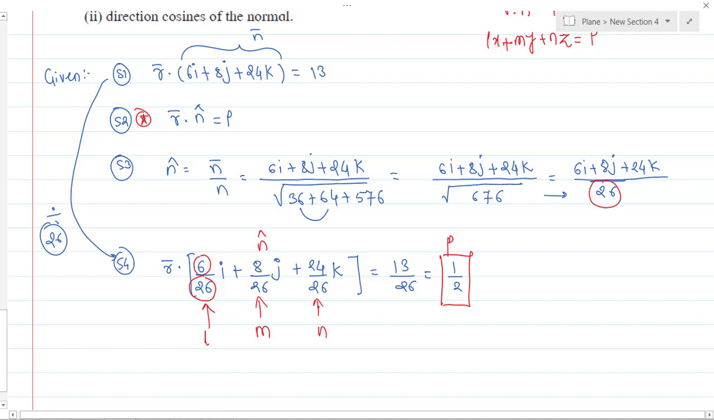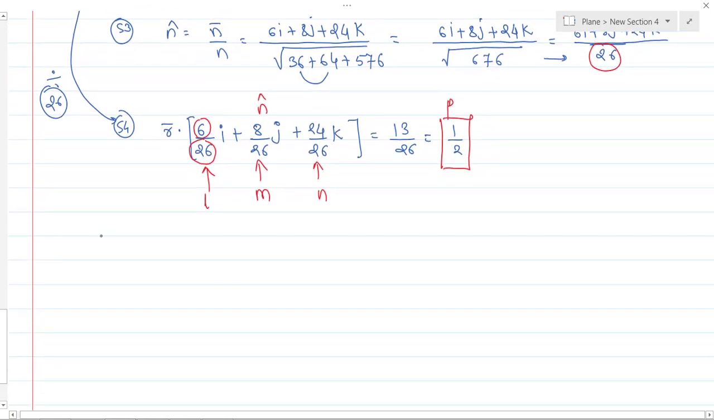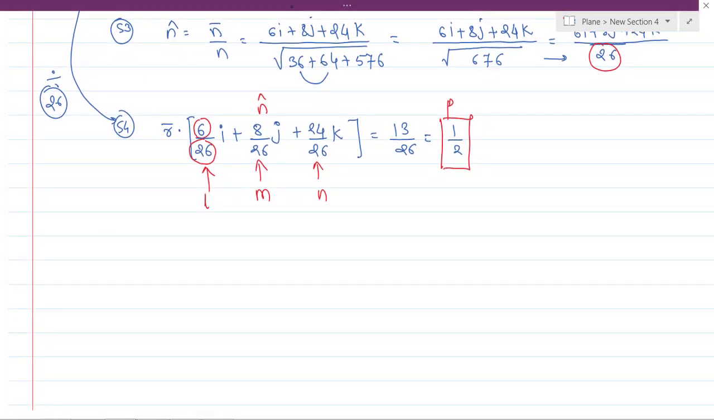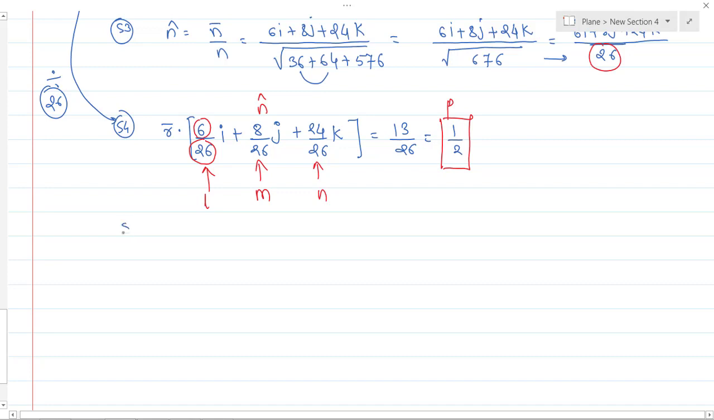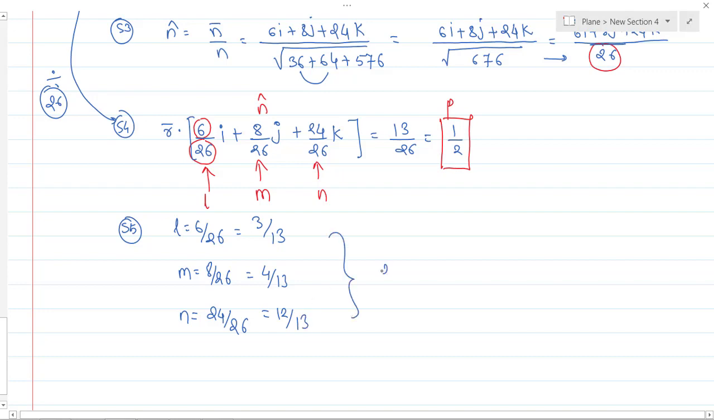Okay, so now directly write, comparing that equation with this equation, step number 5 gives us the answer. So step number 5 is what? L equals 6 by 26, M is nothing but 8 by 26 and N is nothing but 24 by 26. Okay, so how much is it? This is 3 by 13, this is 4 by 13, and this is my 12 by 13. That's it. This is the answer to the second part.